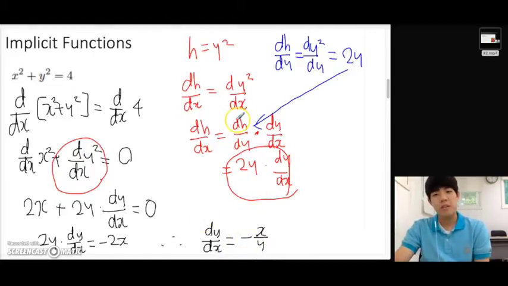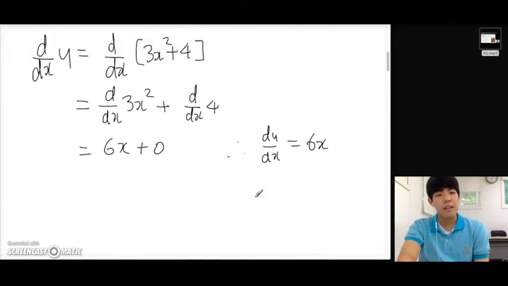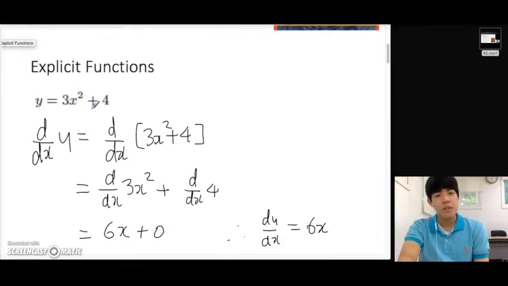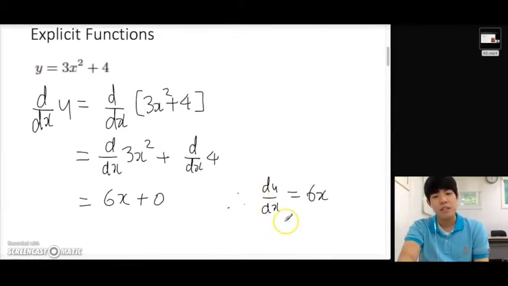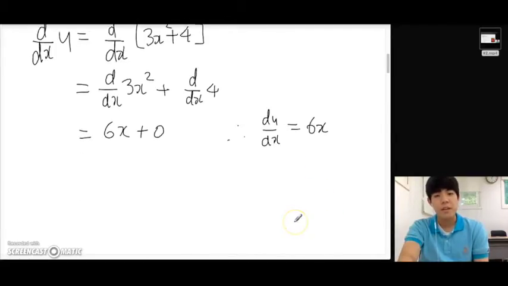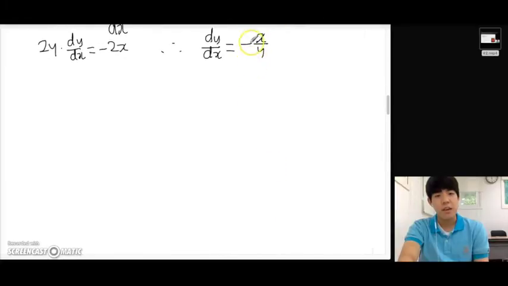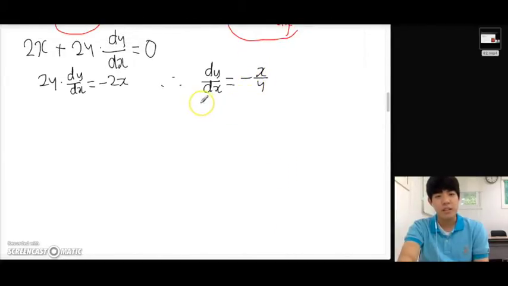Now we see something unfamiliar here, which is that dy/dx, the derivative of y in terms of x, is dependent on both y and x. If we take a look back at the explicit function, we can see that dy/dx is only dependent on x, but here it's dependent on both x and y. As we can see, it is negative x over y.